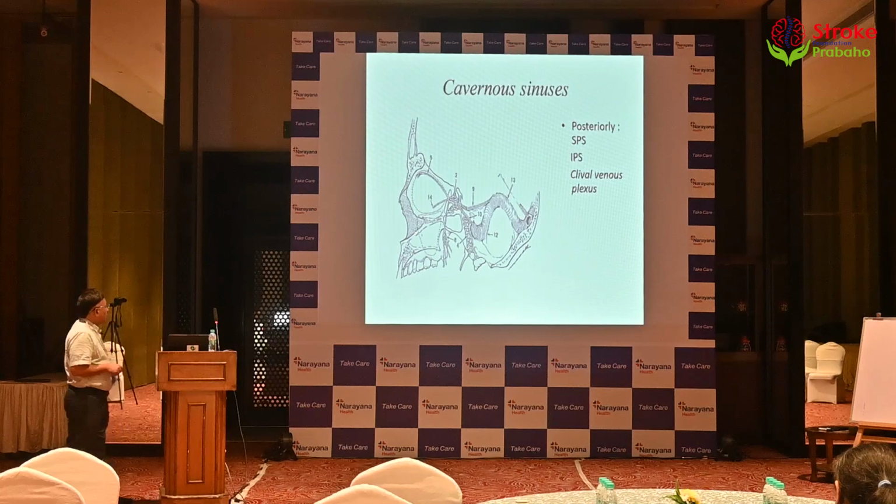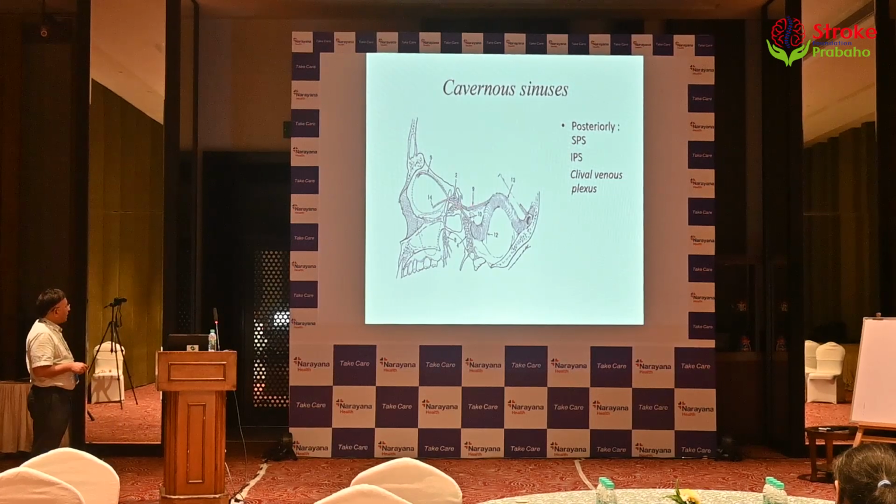And posteriorly, there is the superior petrosal sinus, which ultimately drains into the sigmoid-transverse sinus junction. The inferior petrosal sinus will drain into the internal jugular vein, and then we have the clival venous plexus. So these are the posterior connections: superior petrosal sinus, inferior petrosal sinus, and the clival venous plexus.